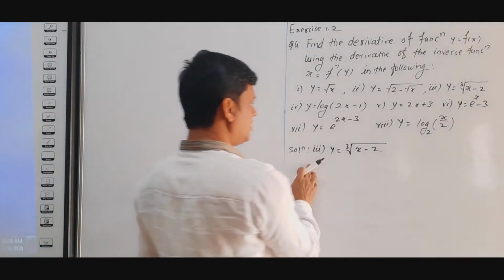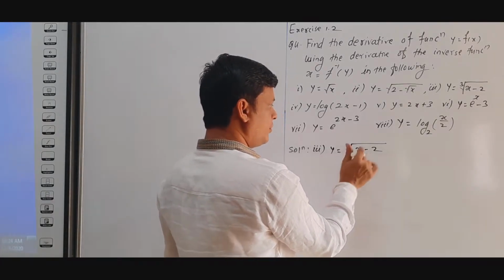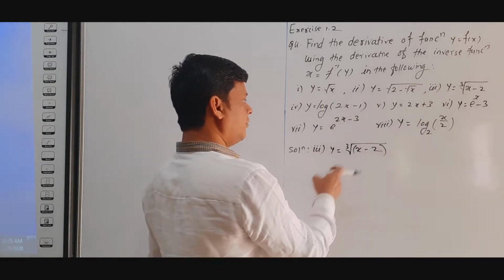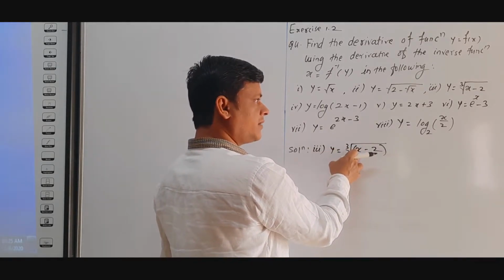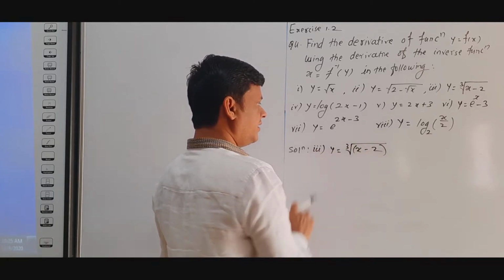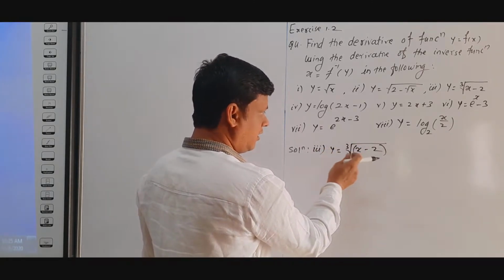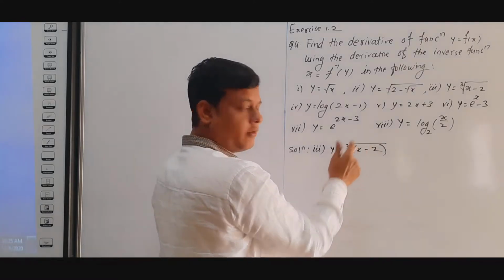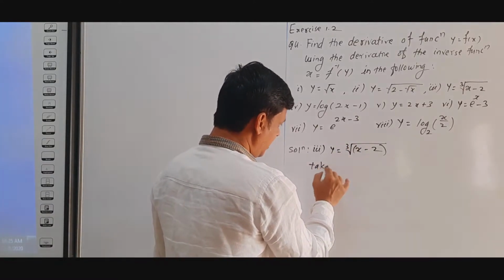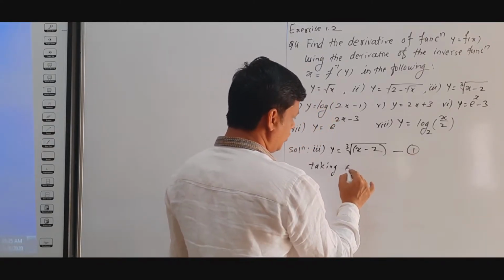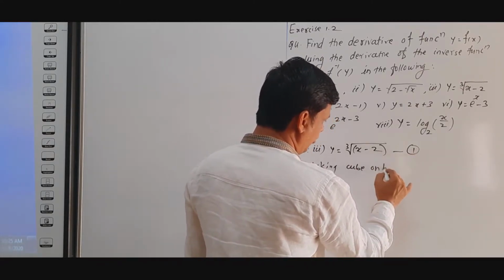Now see subquestion 3, y is equal to cube root of x minus 2. We have to convert this y in terms of x, or we can say x in terms of y, that is the inverse of this function. So we take cube on both sides. We denote this as equation number 1, taking cube on both sides.